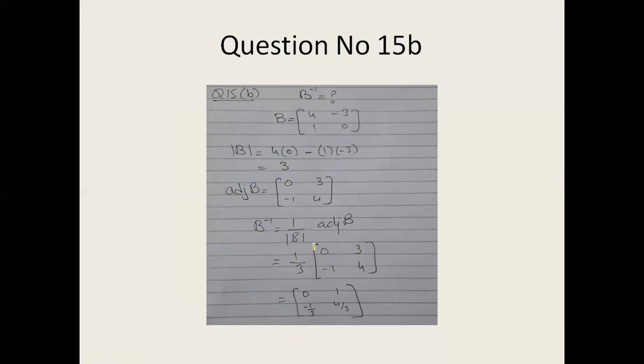So this 1 by 3 will multiply with all these 4 terms. So you will have 1 by 3 multiply 0, that will be 0. 1 by 3 multiply 3, that will be 1. 1 by 3 multiply -1, that will be -1 by 3. And 1 by 3 multiply 4, and that will be 4 by 3. So that is how you find the B inverse. That's question number 15, and its B part.